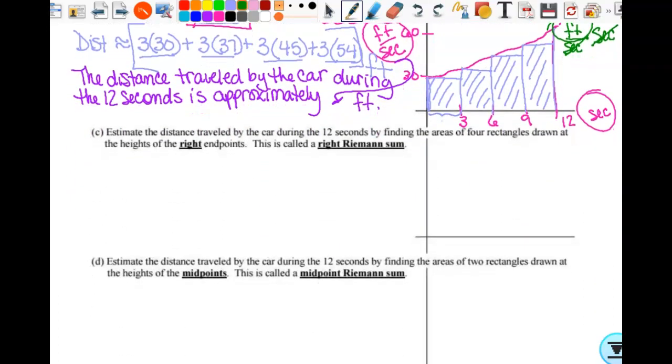All right, so let's look at this next one. This says estimate the distance traveled by the car during the 12 seconds. So the same thing, 4 rectangles again, drawn at the heights of the right endpoints to do right Riemann sums. So we're still going to go out to 12, and divide it into 4. If I'm going to divide something into 4, I'm going to divide it in half and then divide it in half again just so it looks decent. Nobody's grading that, but you don't want to confuse yourself.